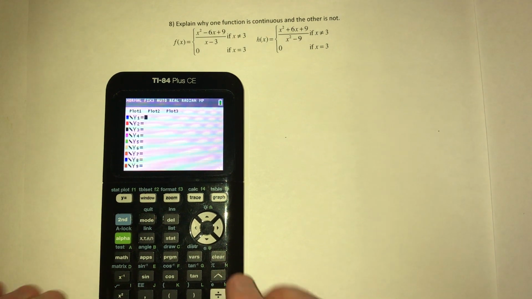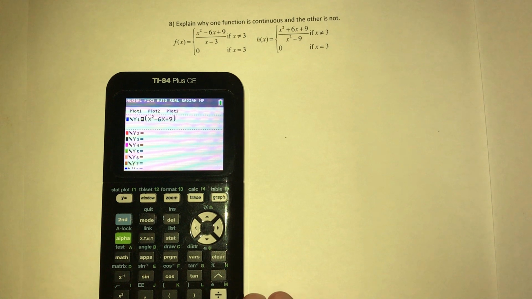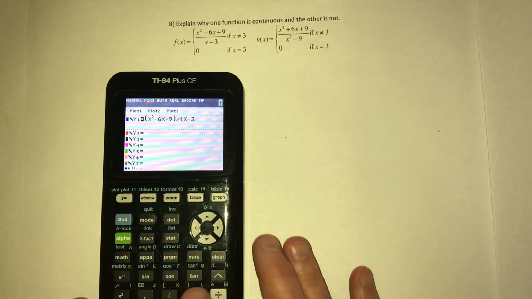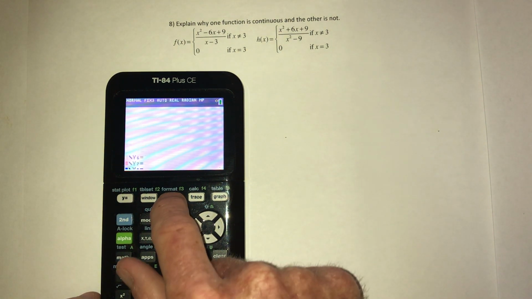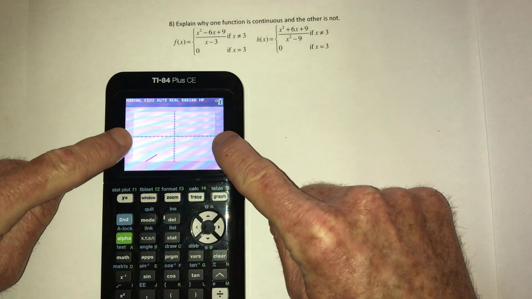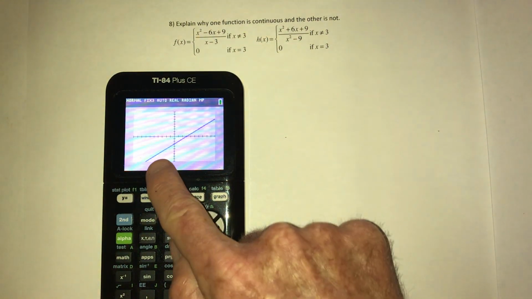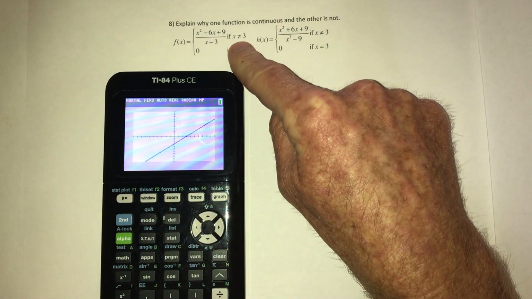So y equals, put the numerator in parentheses, x squared minus 6x plus 9. That gets divided by parentheses x minus 3. And then I'm just going to go to zoom standard. So this means it's going to go from negative 10 to 10 on the x-axis, and negative 10 to 10 on the y-axis. And that looks like a nice continuous function, but there's something going on at 3.